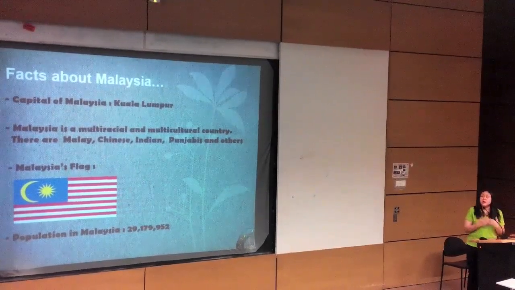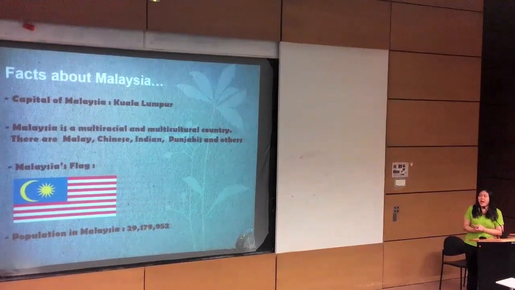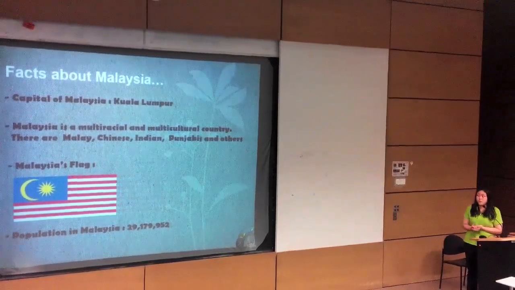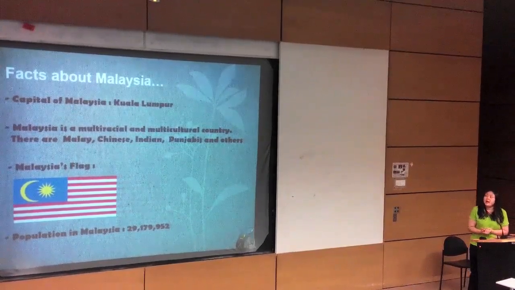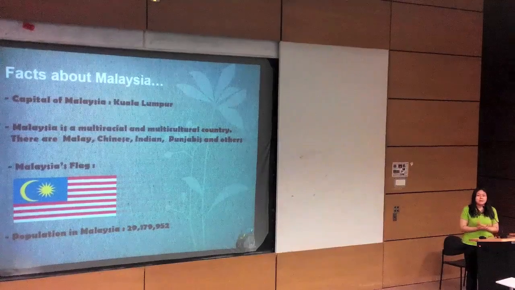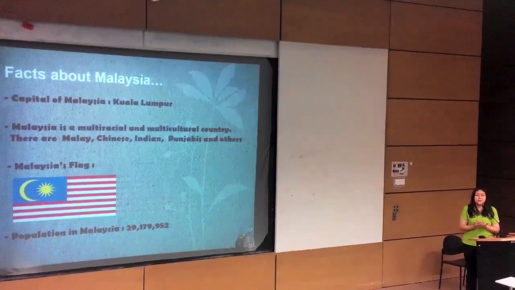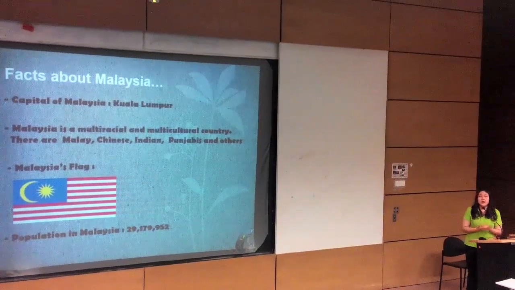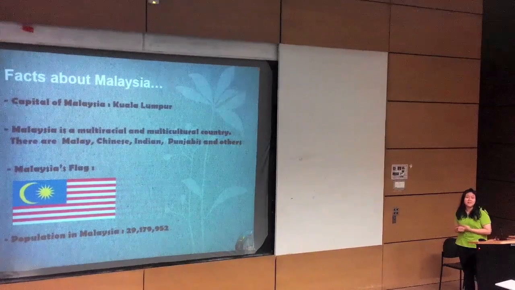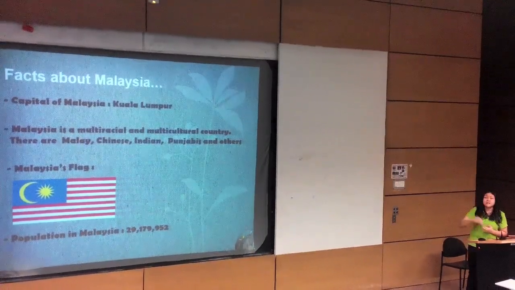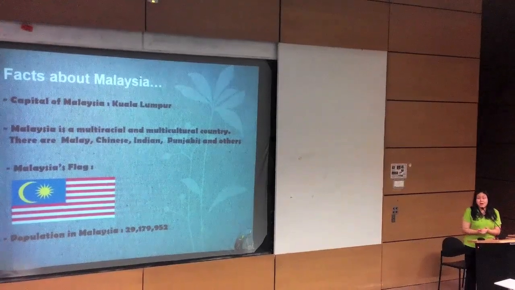First of all, Kuala Lumpur is the capital of Malaysia, and it is located in Wilayah Persekutuan. It is in the middle of Peninsular Malaysia, and Malaysia is a multicultural and multiracial country. So we have a lot of races here, which are the Malays, Chinese, Indians, Punjabis, and of course other ethnic groups as well. And as you can see from the slide, there's the flag of Malaysia, which is the Jalur Gemilang.